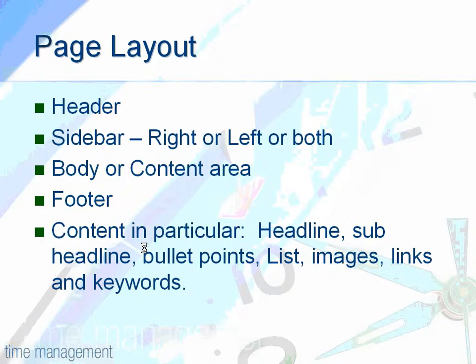Then you've got the next bullet point, footer, and then the next bullet point, content in particular. Now, what we're going to go through is the basic page layout, but then we're going to show you specifically the content area. You'll see bullet point number 3 up there, body or content area. Specifically, we're going to go through a headline, a subheadline, bullet points, list, images, links, and keywords. So we're going to go over those basic items that go in your content area.